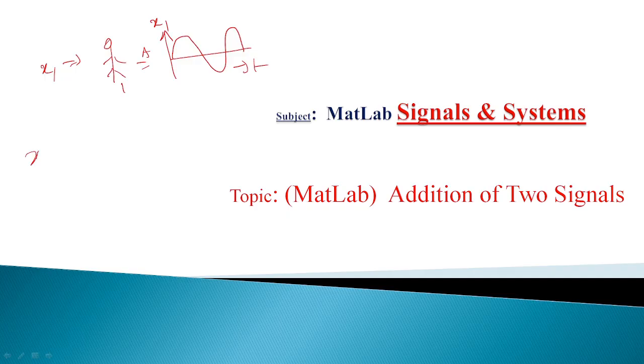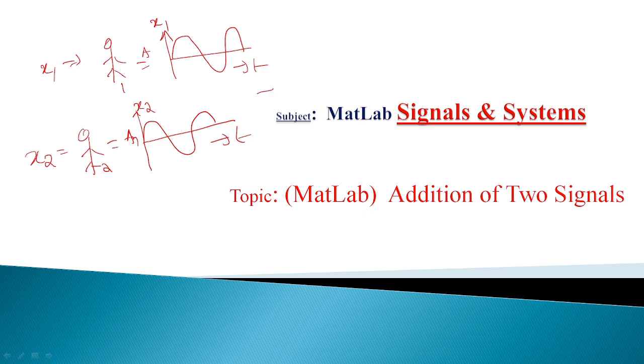I will take one more signal, that is x2. I am assuming this is the x2 physical signal, image 2. After conversion as a continuous signal, this is the one more signal, that is x2, with time period and amplitude.